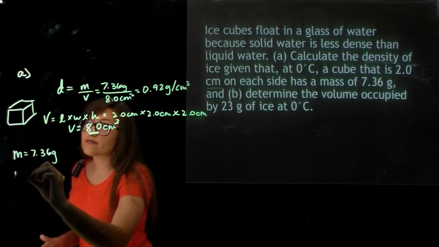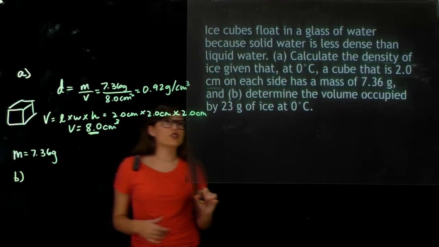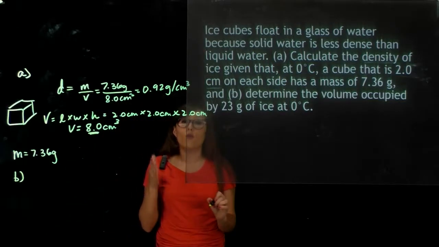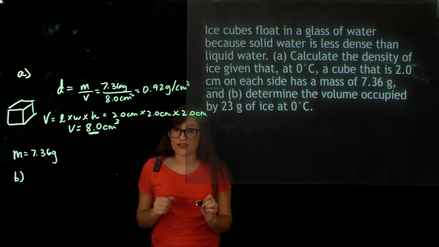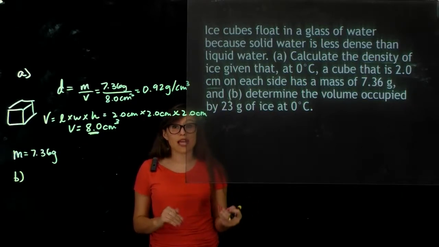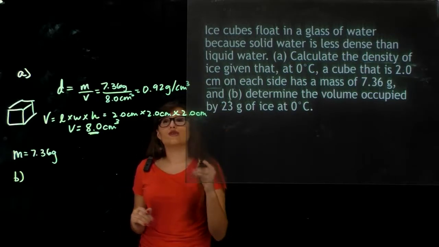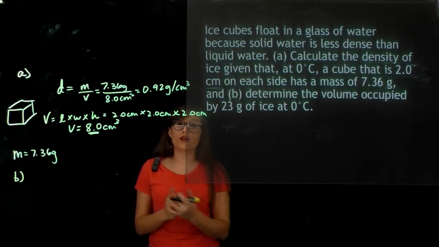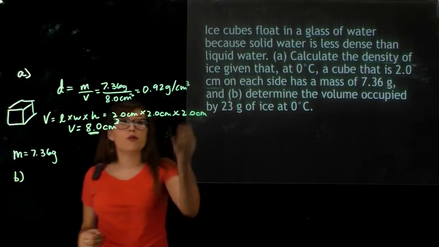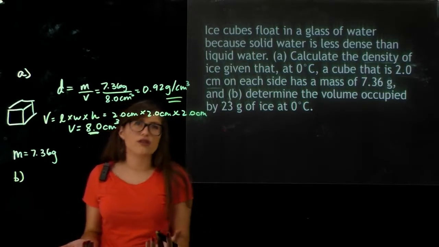In part B, it's asking us to determine the volume occupied by 23 grams of ice at 0 degrees Celsius. Since it's at the same temperature as part A, we can use the density that we calculated to determine the volume. Because remember, we can use these units as a conversion factor.